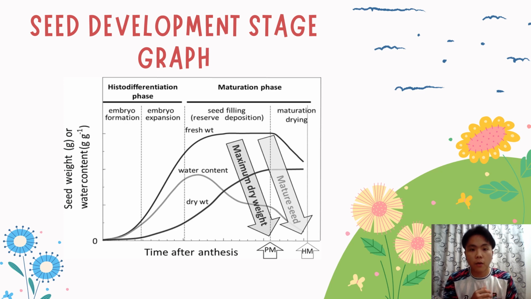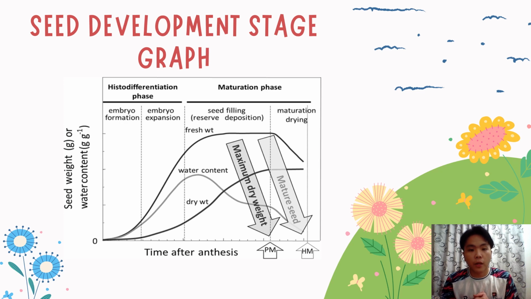This is the graph of seed development. As you can see here, there are two phases: the histodifferentiation phase and the maturation phase. WT means the weight of the seed. When the seed is in fresh condition, the graph looks like that. And the second is the water content and dry weight. This shows the seed condition.